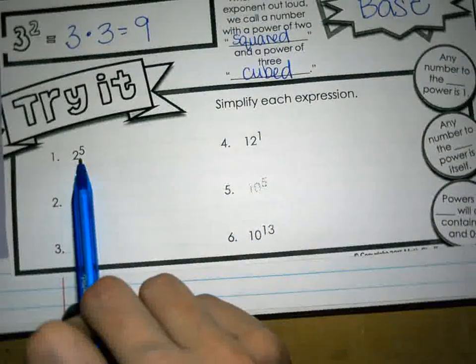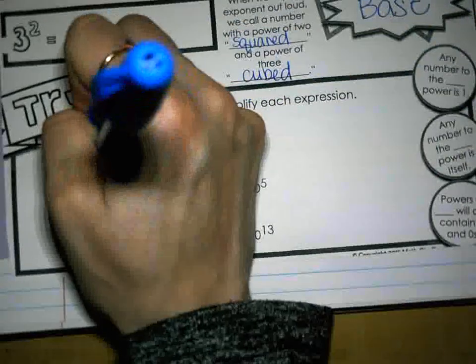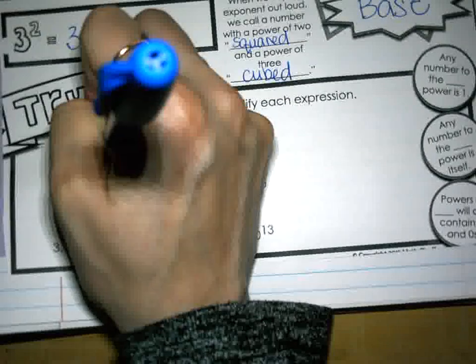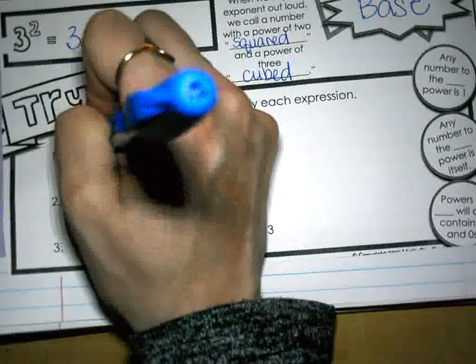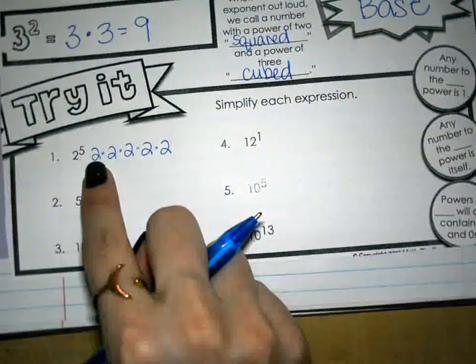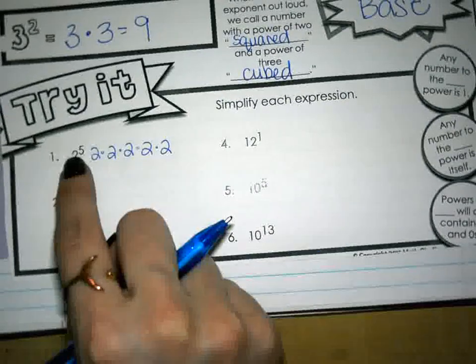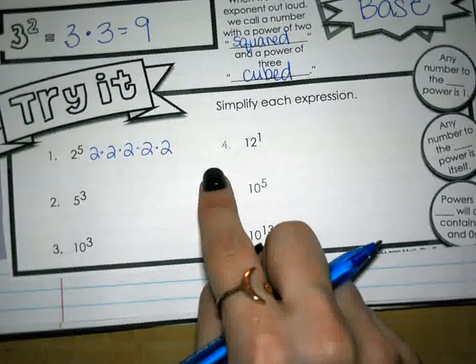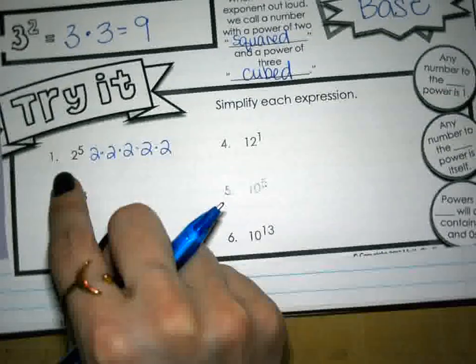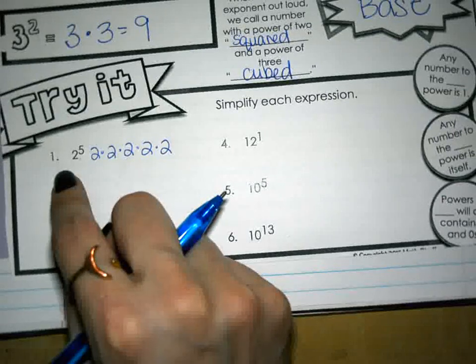Okay, let's try it. 2 to the 5th power. What's it mean, everyone? 2 times. So say it out loud. What's it mean? 2 times. So you are writing 2 5 times being multiplied together. Because the exponent is 5, that's the number of 2's that I need to have, and they're all being multiplied together.